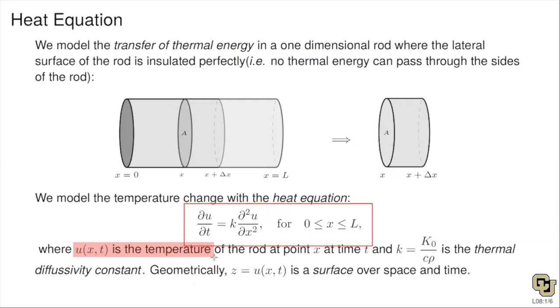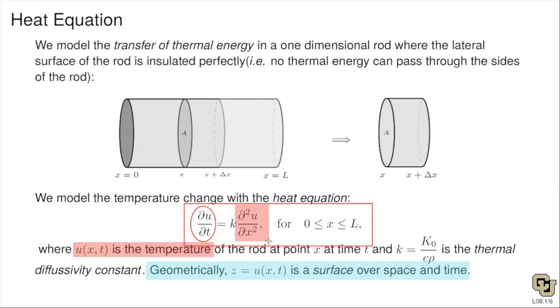The solution we're looking for is U of x, t. And from a Calc 3 point of view, keep in mind that U is a multivariate function. U is a function of x and t, and we can interpret it as a surface over the space-time manifold. On the left side, we have the rate of change of the temperature with respect to time. And on the right-hand side, I have the second derivative of U with respect to x, which is the spatial variable.